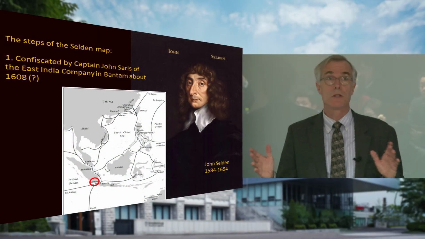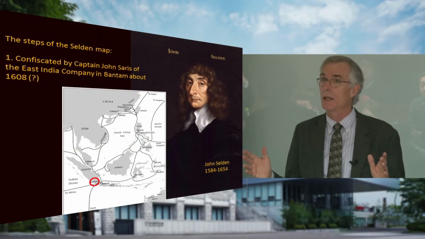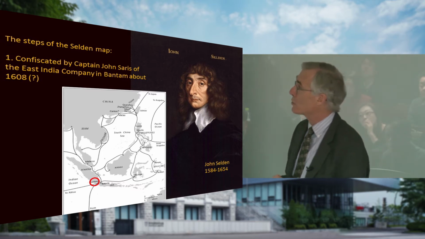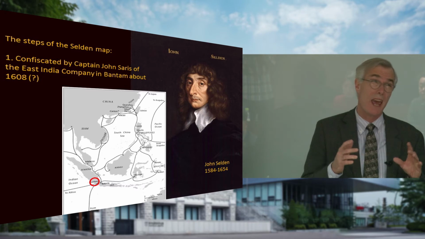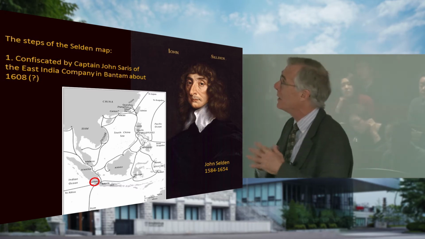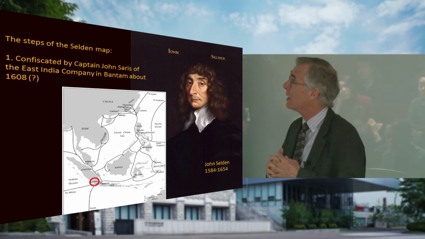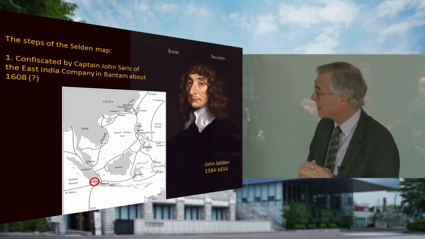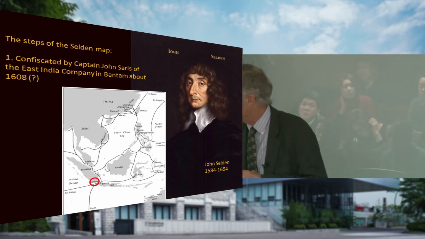So what I had to do was figure out how a lawyer in London got hold of this map. And so I constructed a number of steps for which I have indirect proof, not direct proof. The first step is I believe the map was confiscated by Captain John Saris of the East India Company in Bantam about the year 1608.